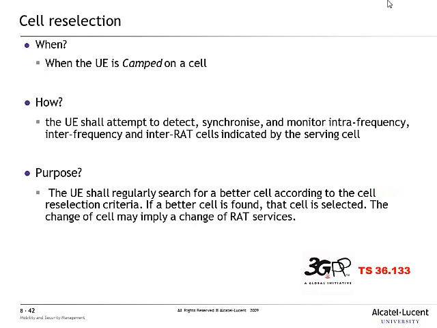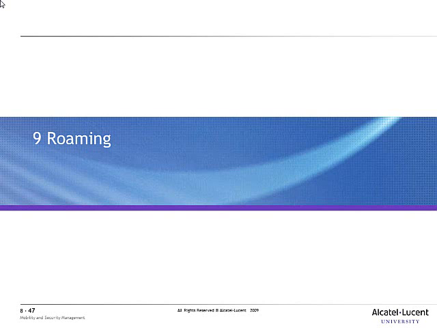So the cell reselection process happens because a UE is always looking for a better cell to camp on. So as the UE is moving, it tries to detect not only on the same frequency but also on other frequency bands and on other RATs, it tries to look for a better cell. Okay, and the whole reason why we do it is we're always trying to look for a better cell to camp on. Okay.